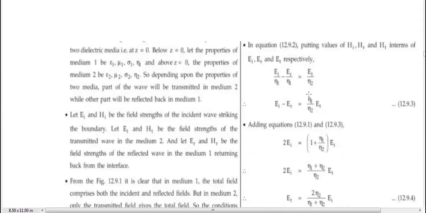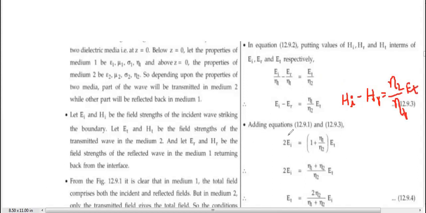So EI minus ER is equal to eta 1 by eta 2 into ET. This is in terms of the electric field. In terms of the magnetic field, HI minus HR is equal to, here eta 1 by eta 2 becomes eta 2 by eta 1, into ET.